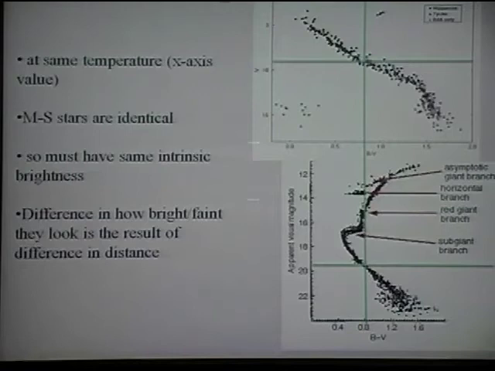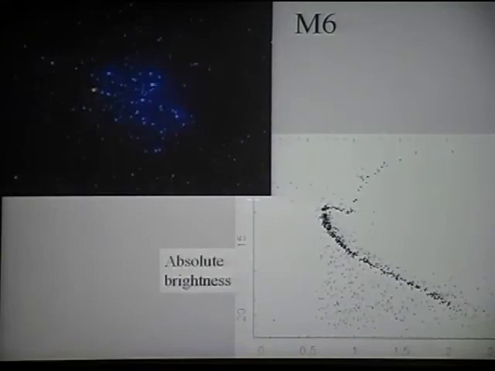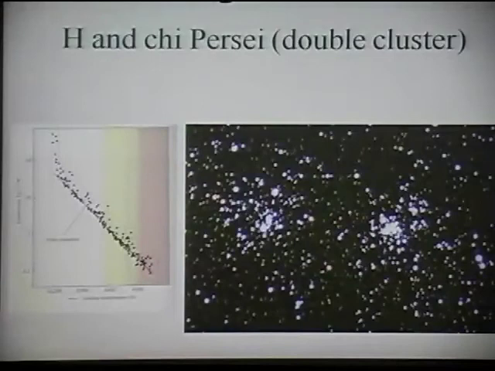The diagram here for 47 Tuck with this subgiant branch, the red giant branch, what's labeled the asymptotic giant branch, these are all different stages in the end-of-life process for stars. And here we have M6. It also has the top of its main sequence truncated. And the stars move off to the right, and then you get the red giants off to the top right. The stars above the top of the main sequence, that tells you the other stars have started to die. H and Chi Persei, this is a pretty young cluster.